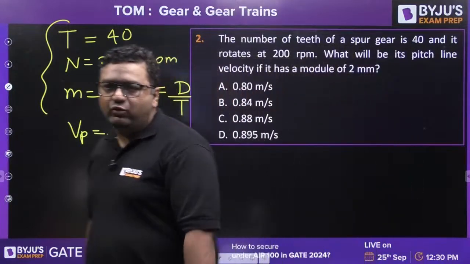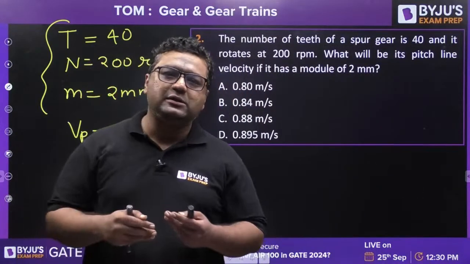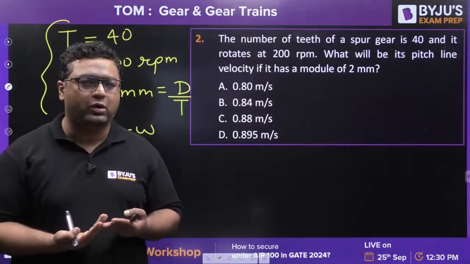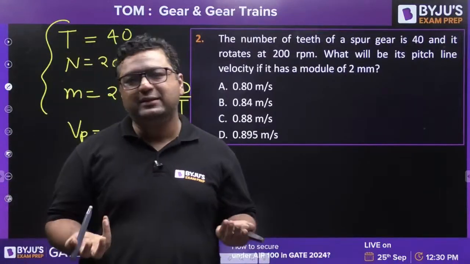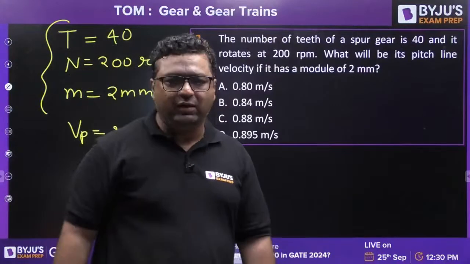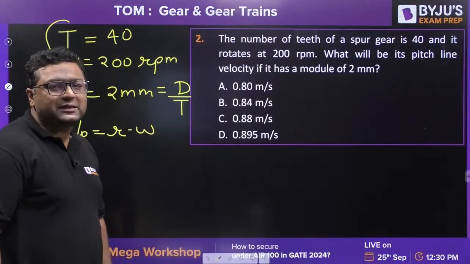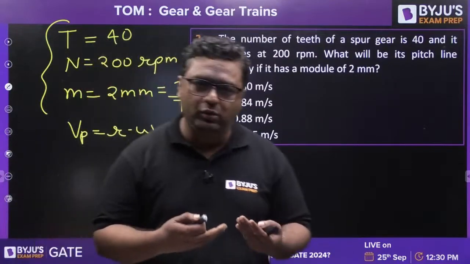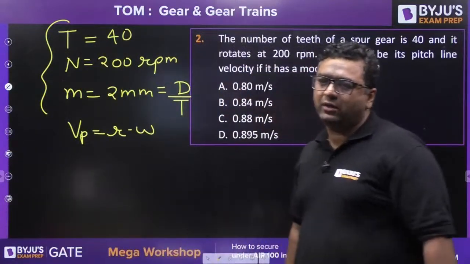Basanti, I would like to say that if the speed of driver is more, the number of teeth obviously will be in the same ratio because N1 by N2 is T2 by T1. So number of teeth ratio and the speed ratio, you know it is in inverse relation.